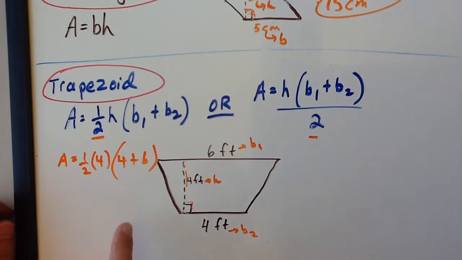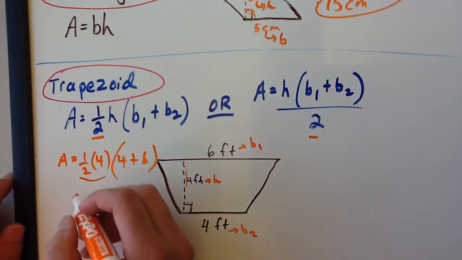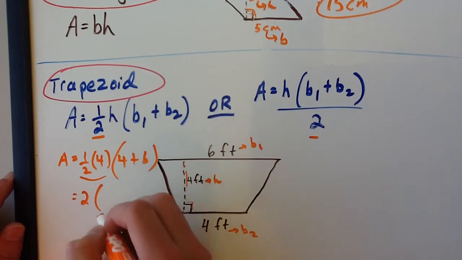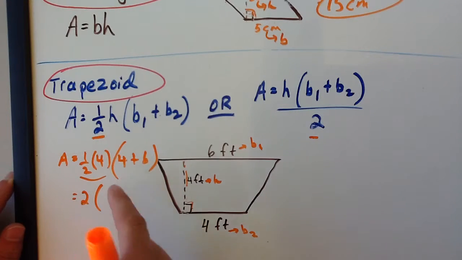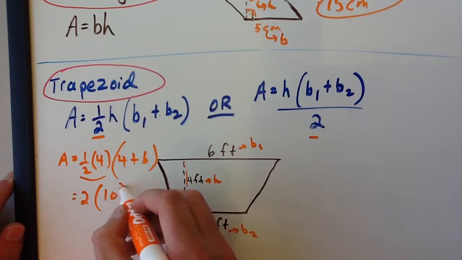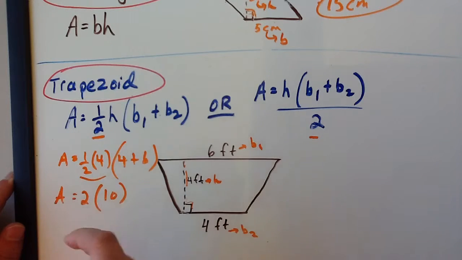Alright, so plug in these numbers to the equation. Now what is 1/2 of 4? Well, 1/2 of 4 is 2. And what is the sum of 4 and 6? Well, the sum of 4 and 6 is 10. So the area is equal to 2 times 10, which is 20.